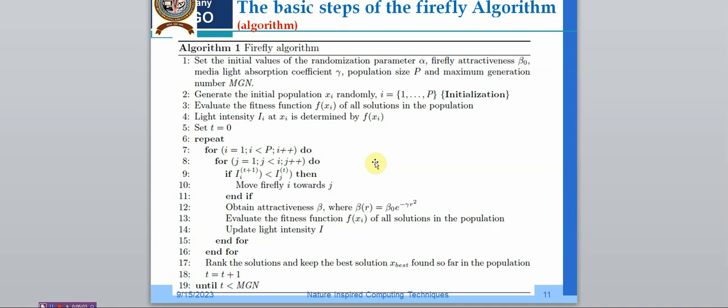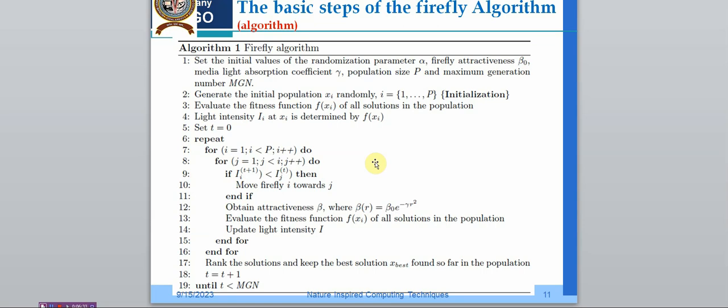Clear? Then we generate the initial population xi randomly, for i equal to 1 to p. So this is just the initialization of the population. Then for each population member we calculate the fitness function, that is f of xi. This is for all the solutions in the population. The solutions means the xi I am talking about. Then we calculate the light intensity Ii at xi, determined by the FFA function.